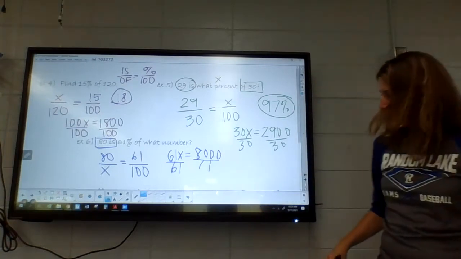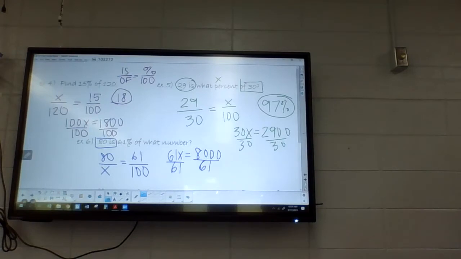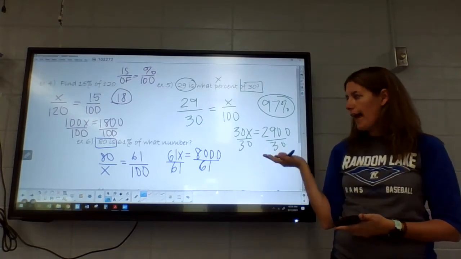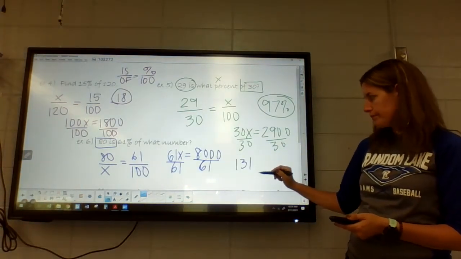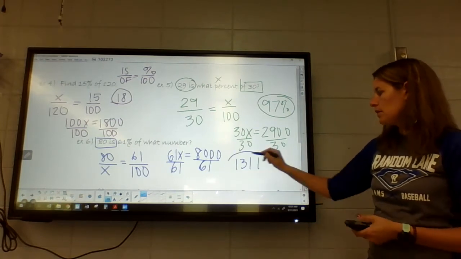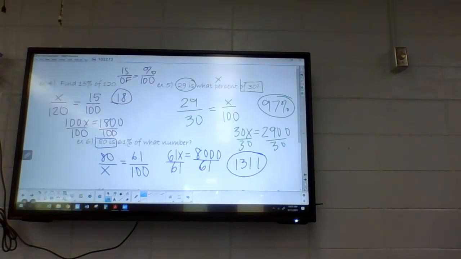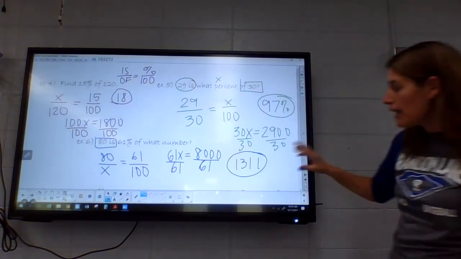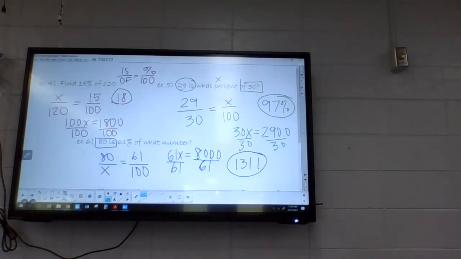And it's okay to not get whole numbers, it doesn't mean you're wrong. A lot of times percents are not whole numbers, and again, this is over half, so we get 131.1. So 80 out of 131-ish is about 61%. Okay.